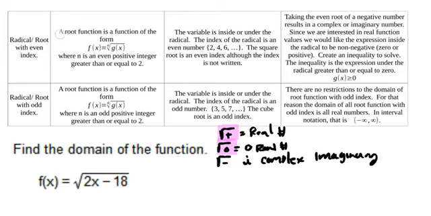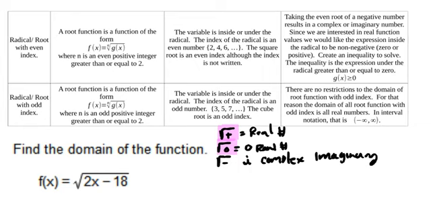So here's a definition of a root function. A root function is of the form f of x equals the nth root of g of x. And this is when n is an even positive integer greater than or equal to 2. So that's when we have an even index. And when that index is odd, then we have an odd index radical.